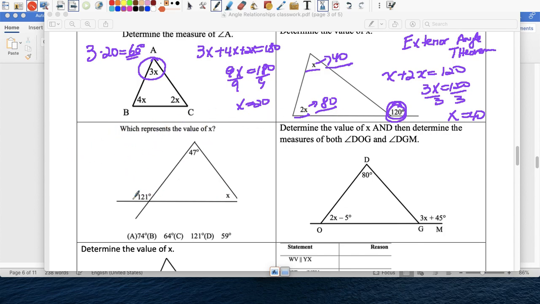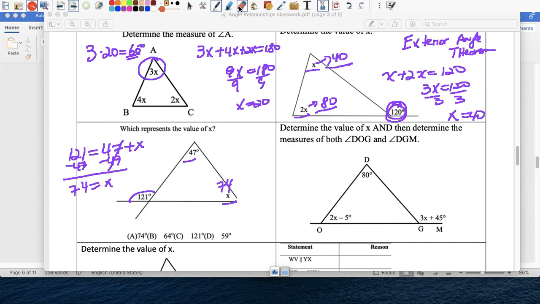So we know that 120, this angle here, is equal to whom? To these two added up together. Minus 47, minus 47. X equals 74. Yeah, that's it.